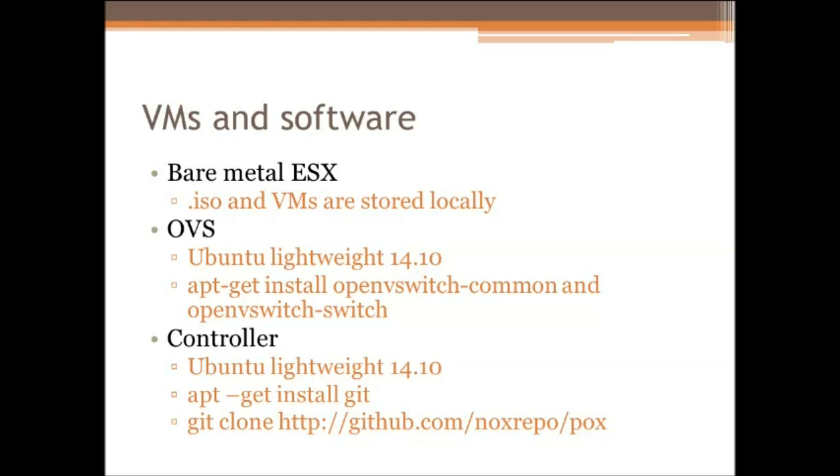Just a quick word on the VMs in the software. Remember that I'm using Ubuntu for all of the VMs, and the ISOs and the VMs are all stored locally. Well, the one ISO that I'm using. For OVS, all that I did after I got the VM on its feet was an apt-get install of the Open vSwitch components, and then on the controller I installed Git, and then I brought down the POX repo.